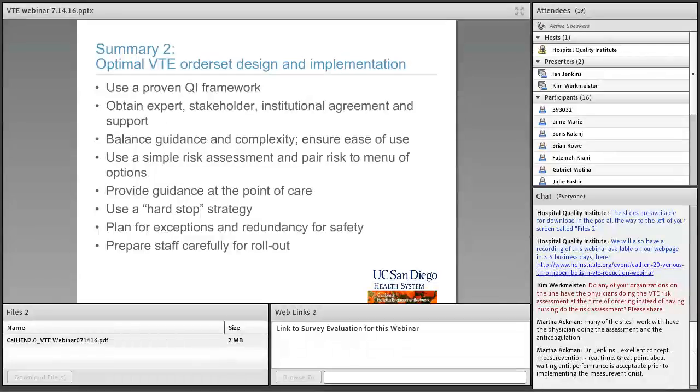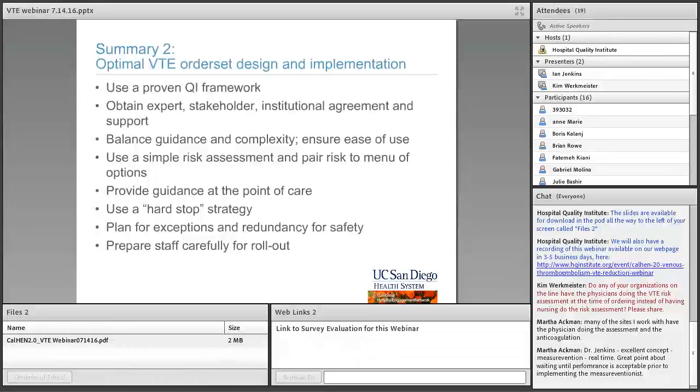Tips for your protocol design: use a proven quality improvement framework. Make sure you get stakeholder and institutional agreement before you get started. Don't forget to balance guidance with complexity. You want to have an easy-to-use protocol when you launch. You want to have a simple risk assessment that's paired to a menu of options. That might be the single most important thing for a VTE protocol.